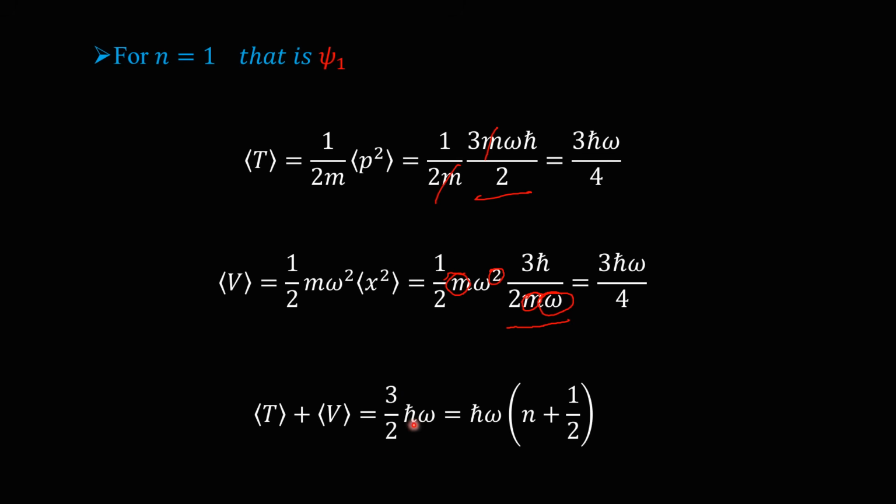So if you take h cross omega outside, this is n plus half. If n is equal to 1, what will happen? This will be 3 by 2 h cross omega, exactly matching with the original result.